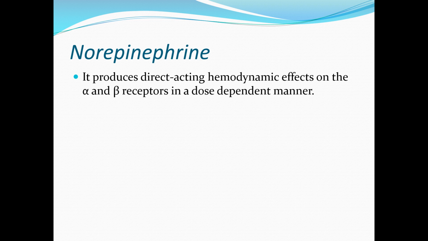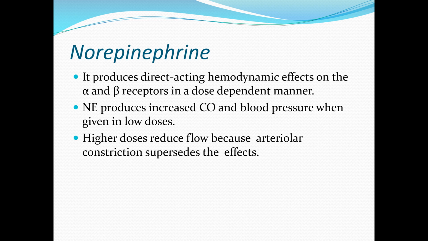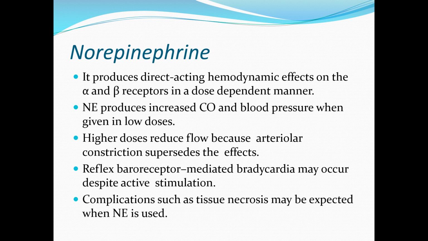Norepinephrine produces direct-acting hemodynamic effects on both alpha and beta receptors, again, in a dose-dependent manner. It increases your cardiac output and blood pressure when given in low doses, and higher doses reduce flow because arterial constriction becomes more prevalent. Reflex baroreceptor-mediated bradycardia definitely can occur despite actively stimulating the cardiac muscles from the beta-1 receptors. Complications like tissue necrosis may be expected with norepinephrine use, and you have probably seen it in your ICU rotations, patients in shock on high-dose norepinephrine and other pressors, and they end up with tissue necrosis.